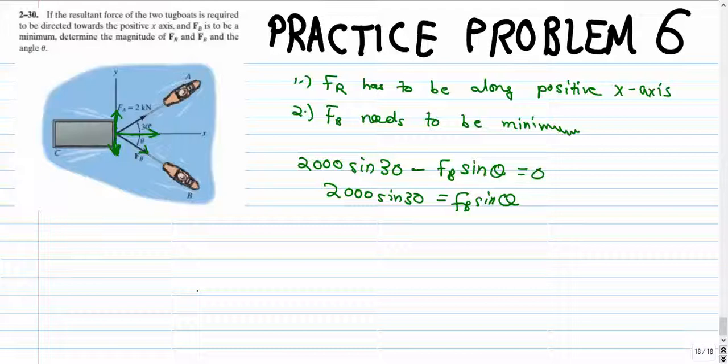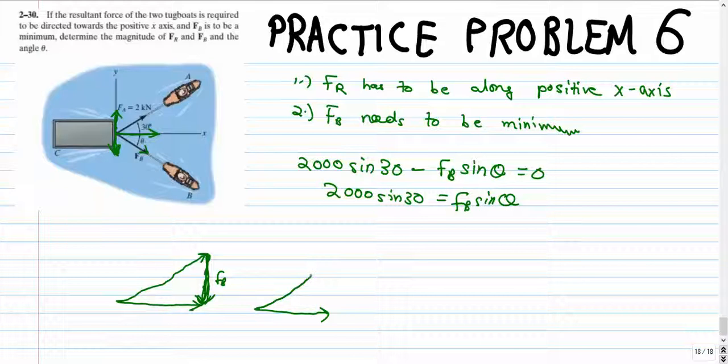So to draw a vector triangle for this question, just for the sake of understanding, let's draw the resultant first. Our resultant is horizontal, like this, and we already know the vector for the 2000 Newton force, which is like this. Now for FB, we say that it is the smallest if it's directly downwards like this. But what if FB is not directly downwards? What if it's a little bit slanted to the left or to the right? What if our triangle is instead like this?